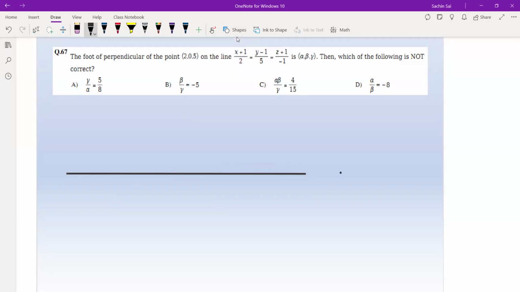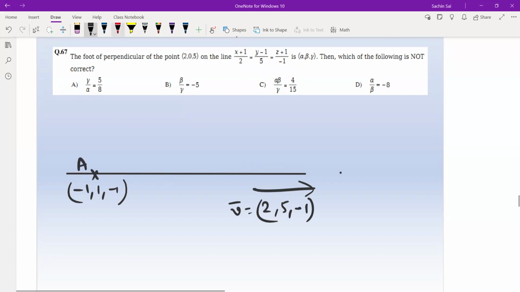Now, what information do we have about this line? There is a fixed point on this line with coordinates -1, 1, -1. And we know that a vector 2, 5, -1 is parallel to this line. Let us call this vector P bar, and let us call the fixed point A. Now the given point P is 2, 0, 5.